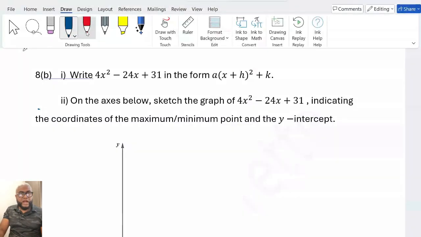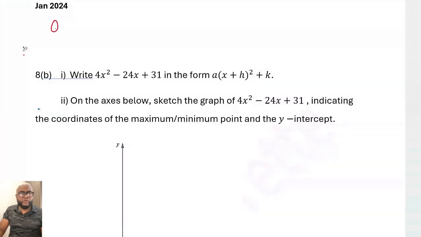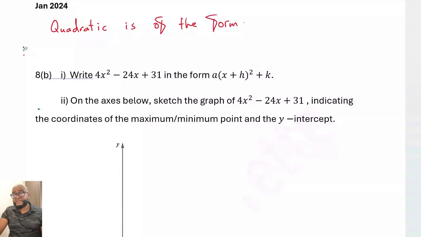First of all, a quadratic. What form is a quadratic in? A quadratic is of the form... give me it. This is just review. What's the form of a quadratic expression? Let me see who remembers. Ax squared, yeah, plus bx plus c.